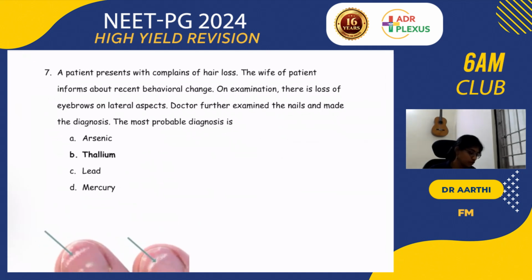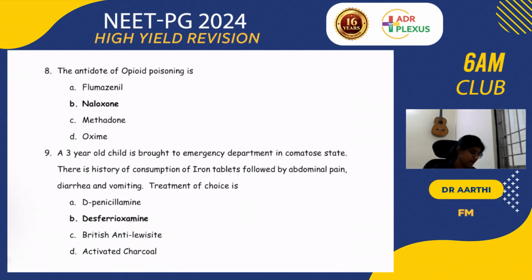So this is what I told you. Here behavioral change and all those complaints will be there, but hair loss is an additional symptom that they present with. Think about your thallium. Okay, next. Antidote for opioid poisoning. Very easily answerable: naloxone. And here they have given iron tablet. Okay, iron tablet, desferoxamine.